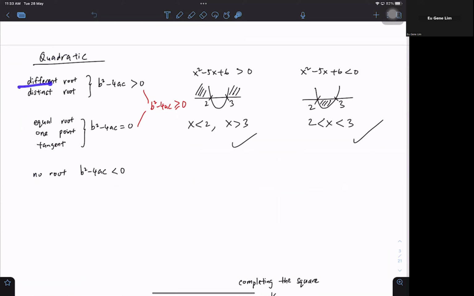Now, keyword: different root, distinct root, b squared minus 4ac bigger than 0. Whenever you see this keyword, you use this formula. Equal root, one point tangent, use this formula: b squared minus 4ac equals 0. No root: b squared minus 4ac smaller than 0. Understand?